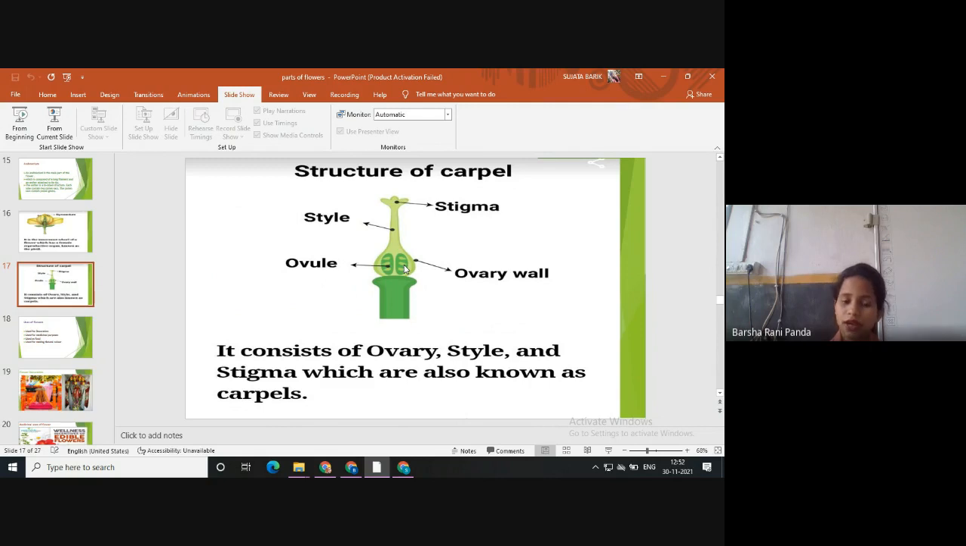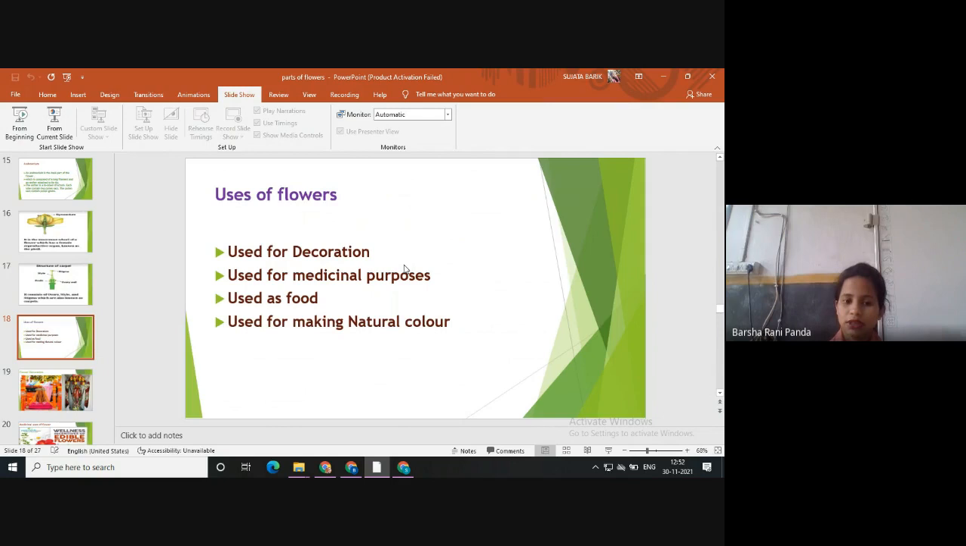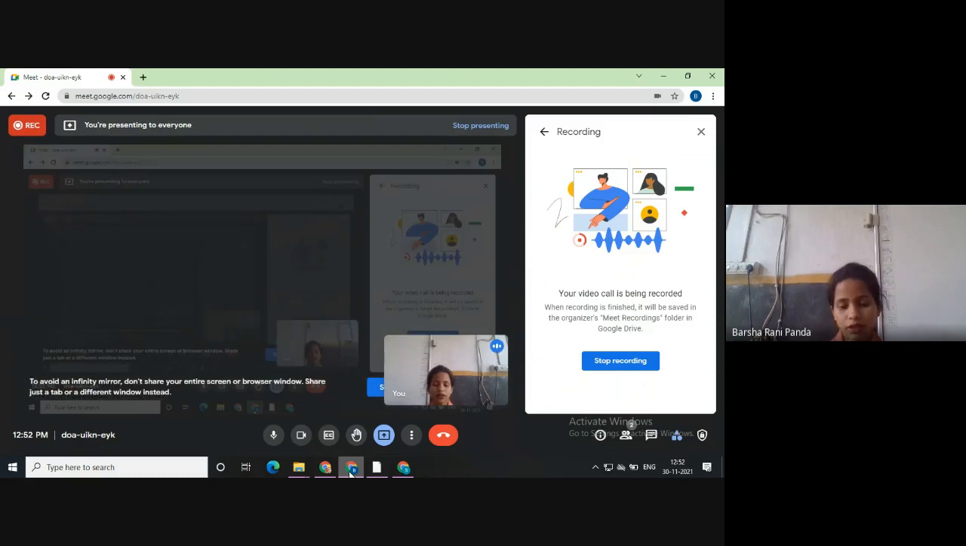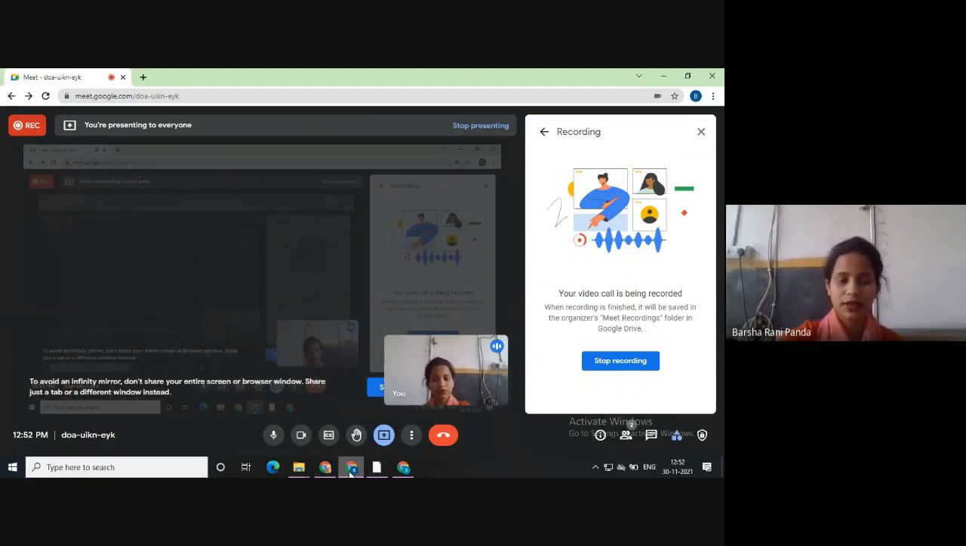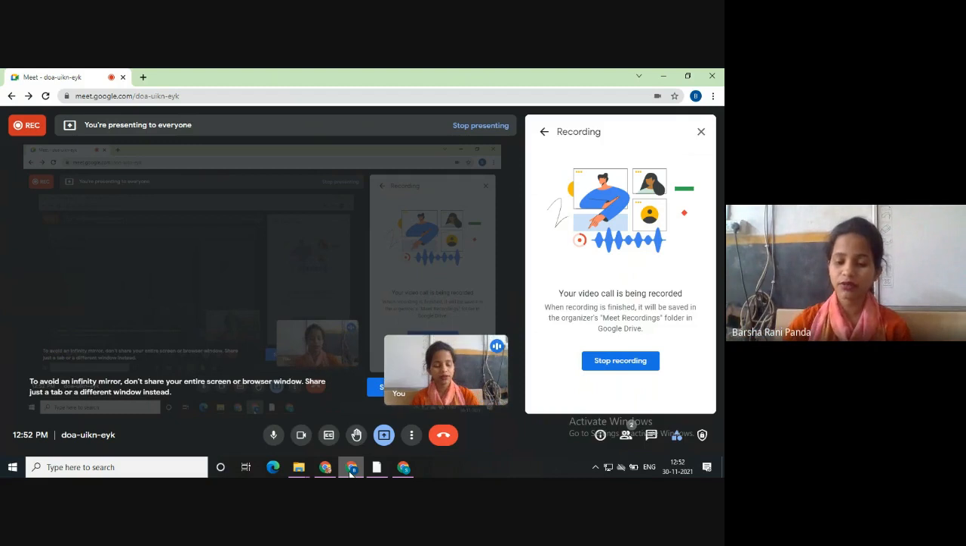Now we'll move forward and we'll learn some uses of flowers. So what are the uses of flowers? Flowers are used in various manners. Just like that, you can use flowers for making food. There are several flowers which are edible, which we can eat. And we also make decorations. We decorate our houses and our schools during the festivals. We decorate our house using flowers. Flowers are also used for making medicines.